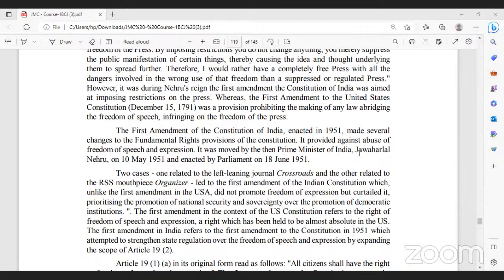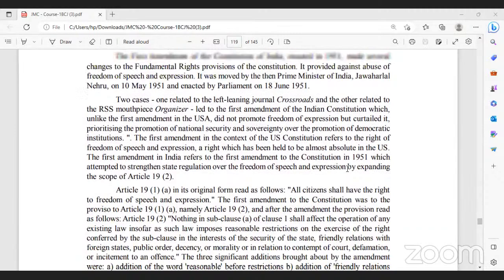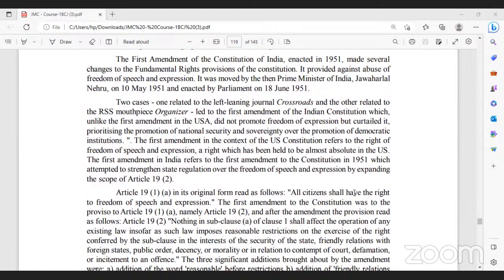in 1951. Two cases, one related to the left-leaning journal Crossroads, another related to the Organiser journal, led to the First Amendment of the Indian Constitution. Unlike the First Amendment in the US, it did not promote freedom of expression but curtailed it, prioritizing national security and sovereignty over the promotion of democratic institutions.